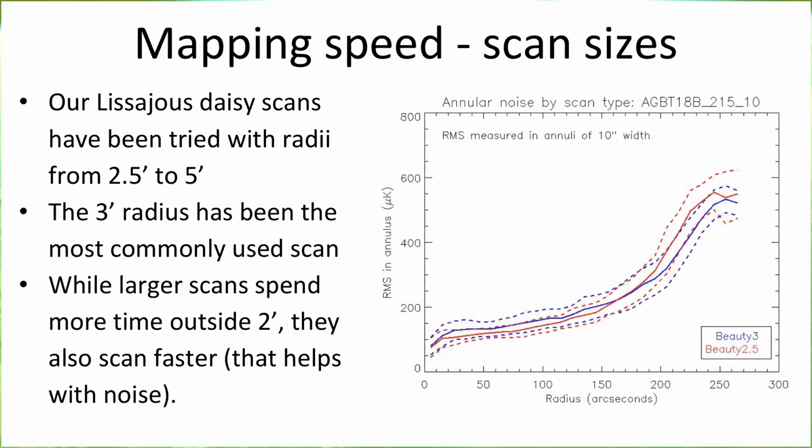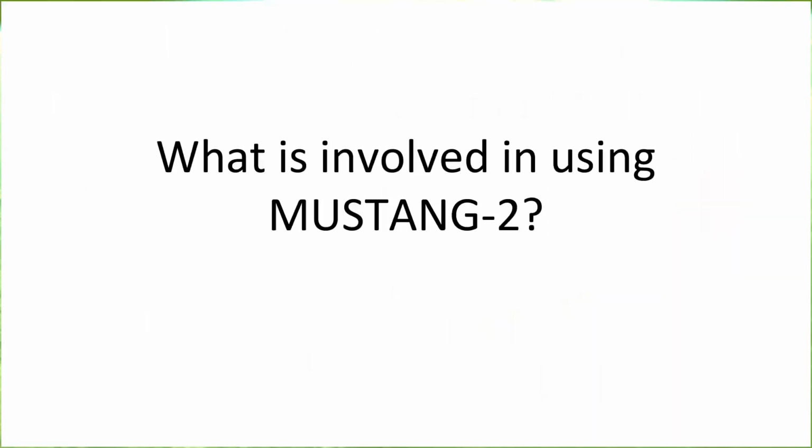However, there's a slight nuance in that the faster you go, the better off you are. So it turns out the difference between a 2.5 and 3 arc minute scan strategy is actually very minimal. Even if you're spending slightly more time outside of that inner 2 arc minutes, you're scanning faster and that improves your noise properties.